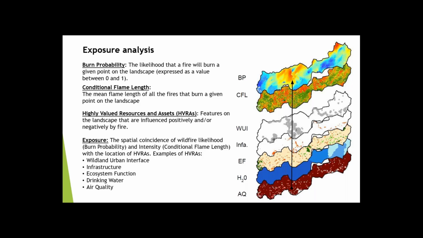This slide lists several examples of HVRAs. You could run exposure analysis, including whatever HVRAs you're interested in. But for this example, I only included a few values in the HVRA data set because I wanted to keep the scope simple for this example with Boise County. So I limited the list of HVRAs to communities, infrastructure, and surface drinking water.